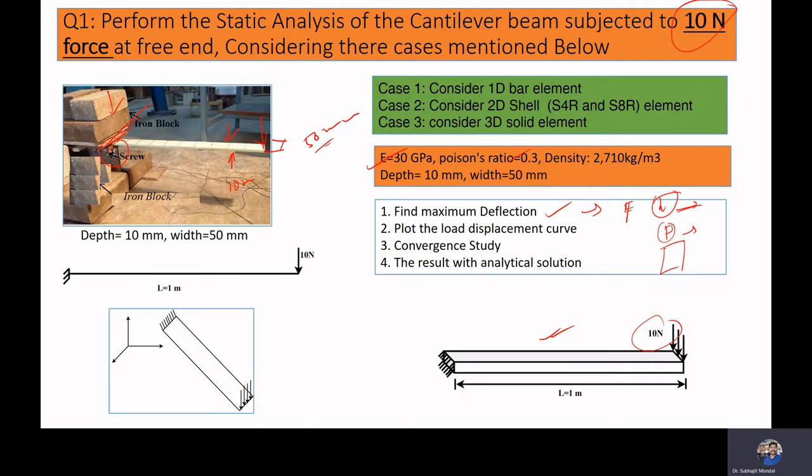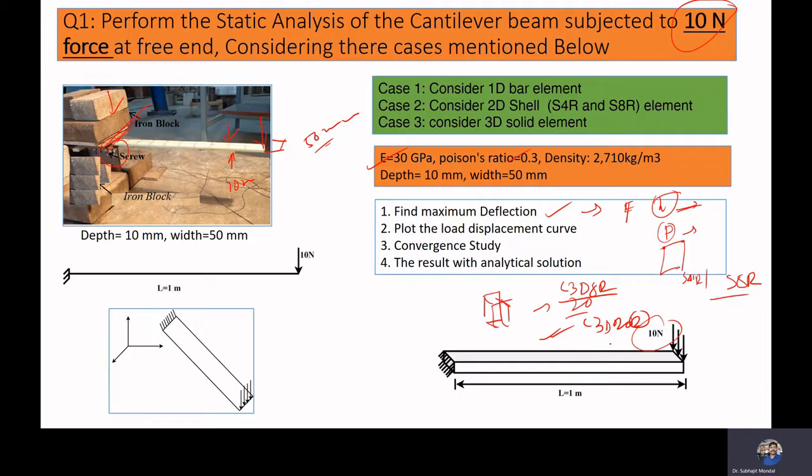For shell elements, we can use S4R, which is a linear element, and thereafter we can also use the quadratic element, S8R. Now if you come to our 3D solid beam, we can use the 8-noded brick element, and also the 20-noded brick element. That is C3D8R and C3D20R. R is for reduced integration.